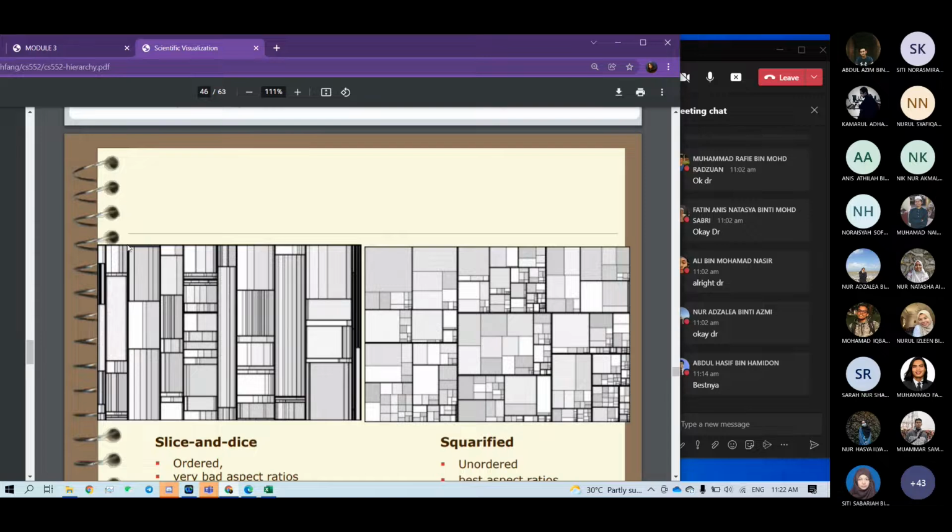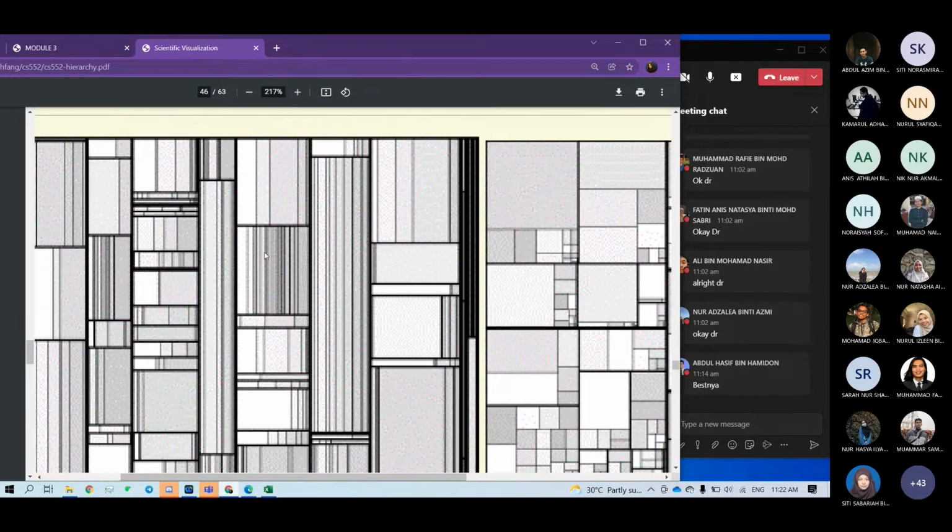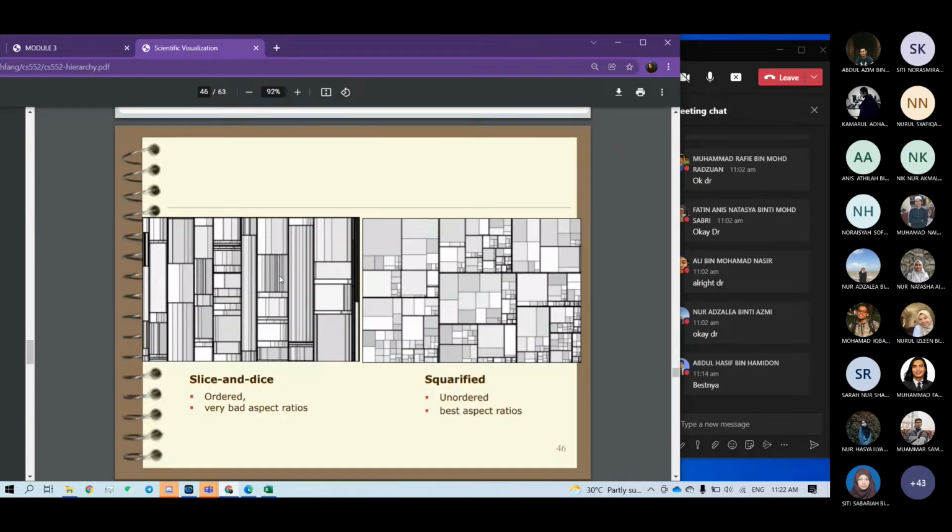So this they use slice and dice. The slice and dice is after the second level. Okay, this is combined. The first one is not. The second level only dice. Sorry, only slice it. Slice it, second level. So it is combined.